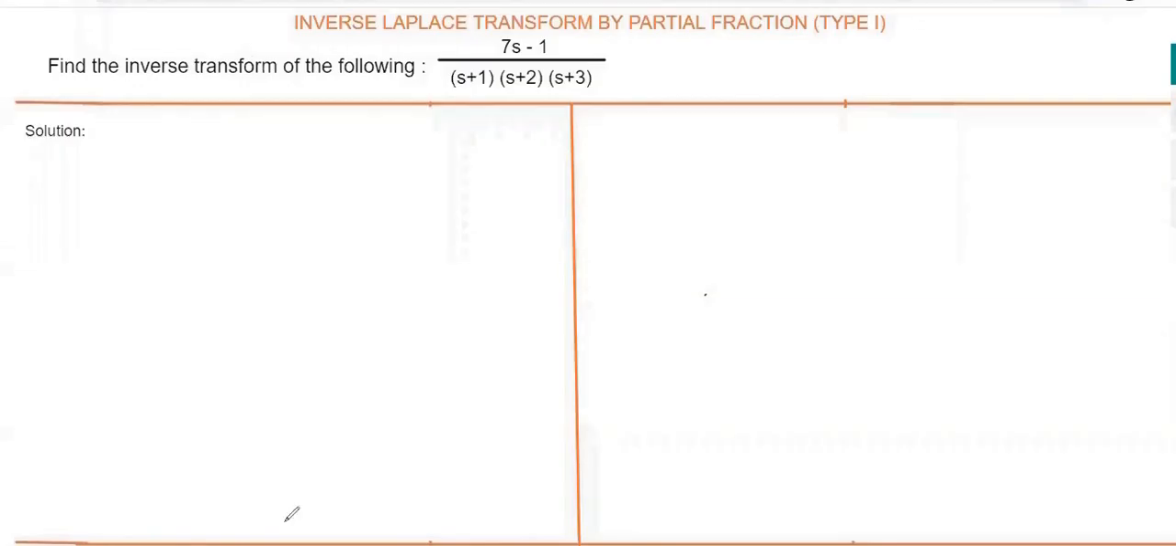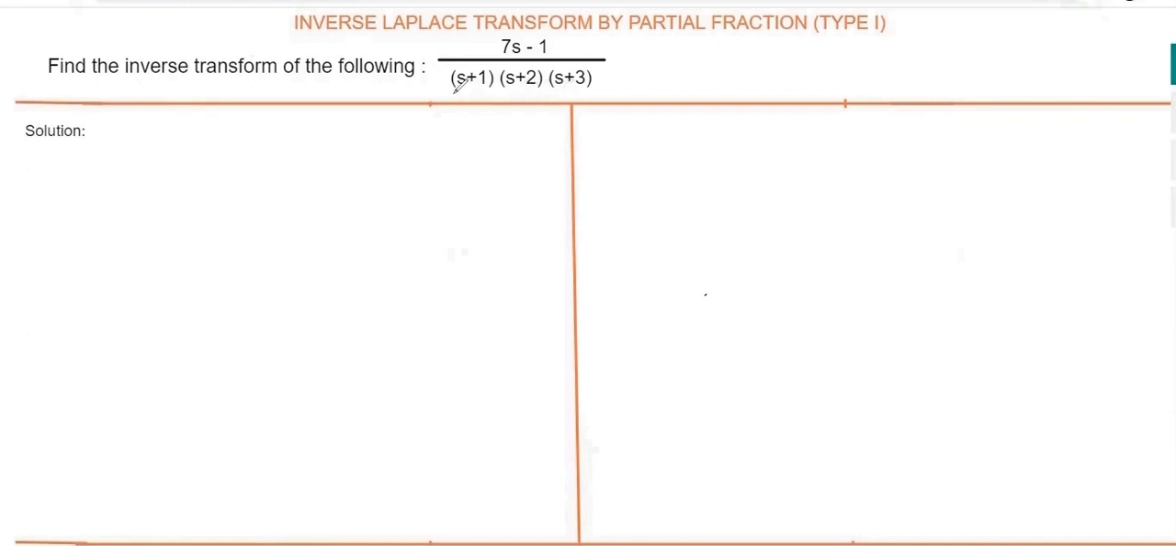Hello students, today I have taken the topic as inverse Laplace transform by partial fraction. This is of type 1. I have taken the question as: find the inverse Laplace transform of (7s - 1) / ((s + 1)(s + 2)(s + 3)).